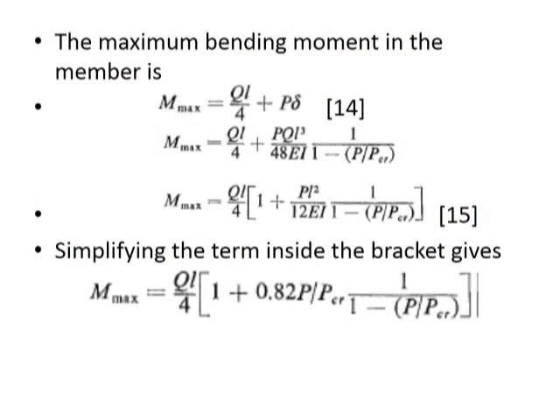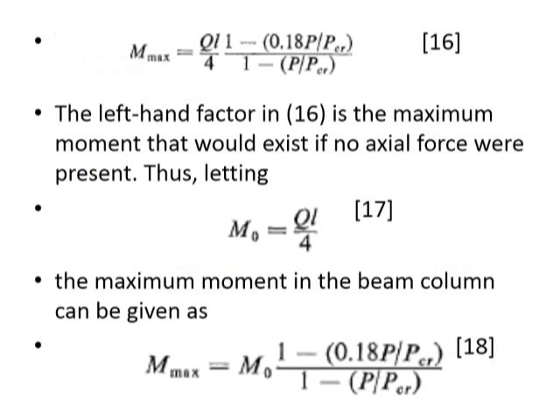The maximum bending moment is given by the equation M max is equal to QL by 4 into 1 plus P L squared by 12 EI into 1 by 1 minus P by PCR. This can be simplified to M max is equal to QL by 4 into 1 plus 0.82 P by PCR into 1 by 1 minus P by PCR. The maximum moment can also be given as M max is equal to M0 into 1 minus 0.18 P by PCR divided by 1 minus P by PCR.